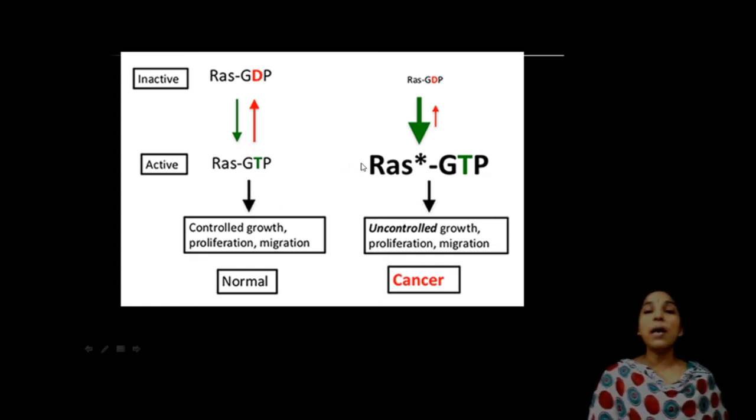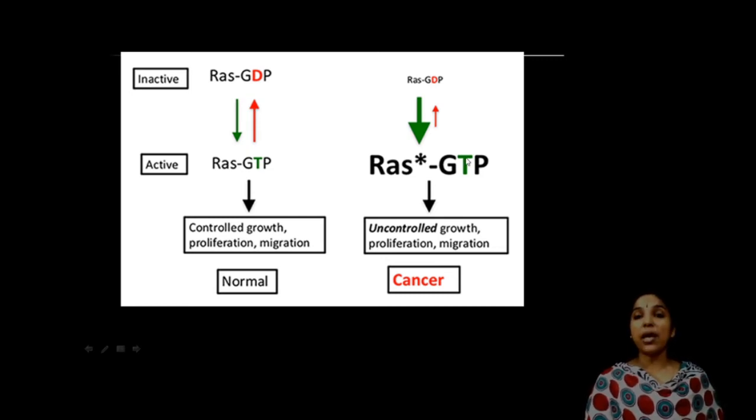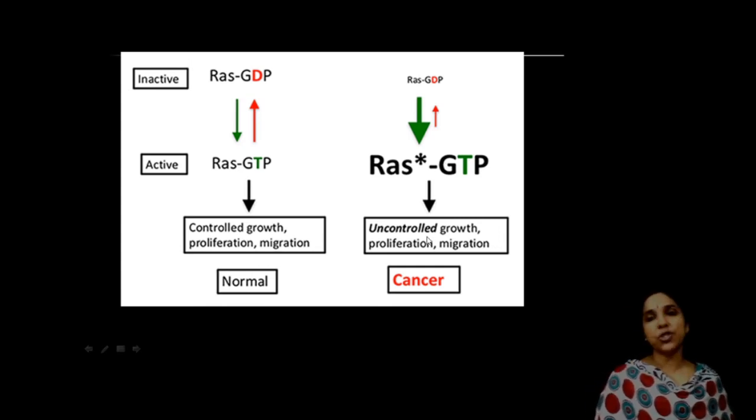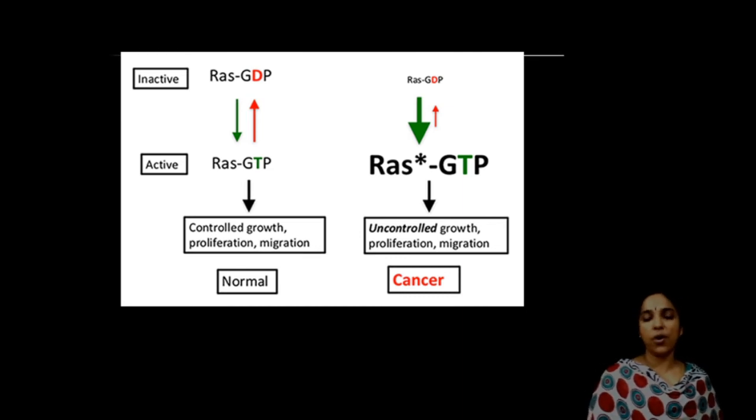Okay. But what happens here is it is in a mutated condition. It permanently binds to GTP. It becomes active. This reverse process is very less or absent. Only this process, that is the GTP binding process. So uncontrolled growth and proliferation that may lead to cancer. Clear? Okay, I hope you understood well.